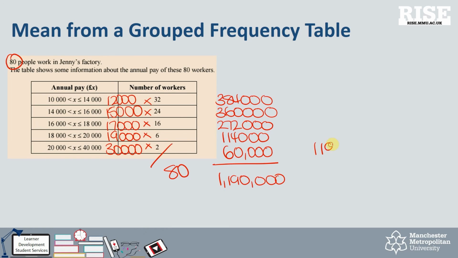So if I share that 1,190,000 amongst the 80 workers, it gets me a mean salary of 14,875. Here you can see that that mean salary has been really adversely affected by the fact that it's got some really high earners in this category, when in fact the majority of workers are actually below 14,000. That is one downside of using the mean. It can be affected by extremely large or small values adversely.